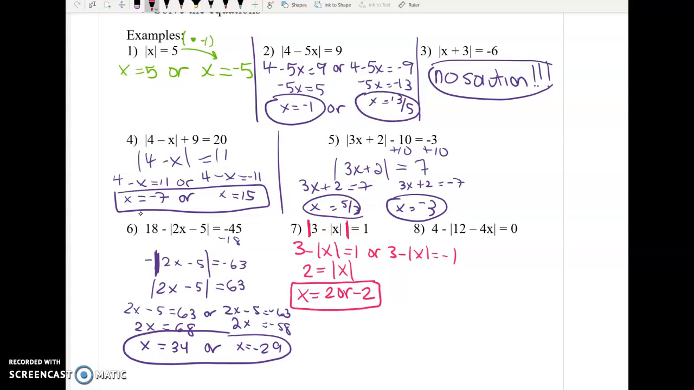So go ahead and take a minute and solve for the other values of x that would make this one true. If you said x is 4 and negative 4, you are correct. So we have four answers for this equation.